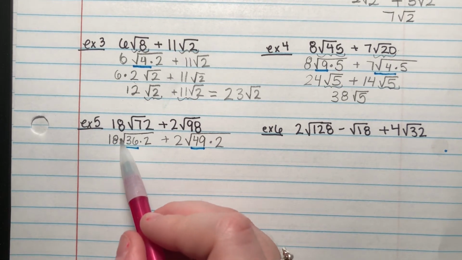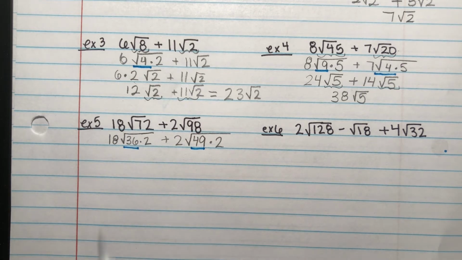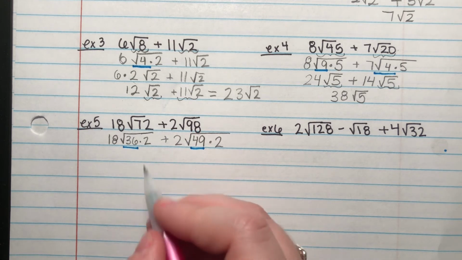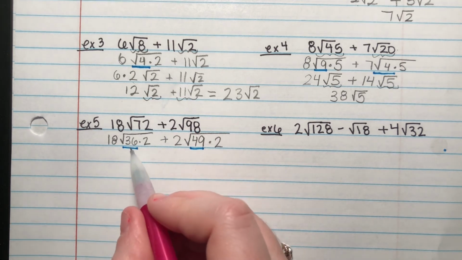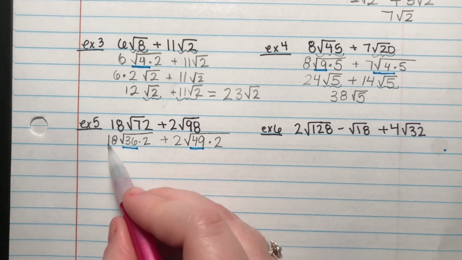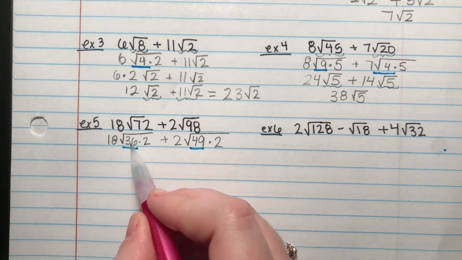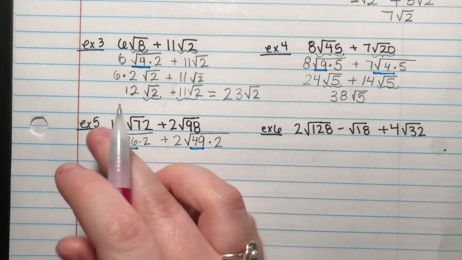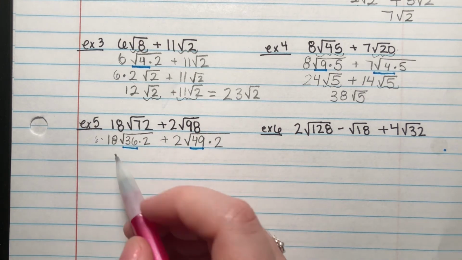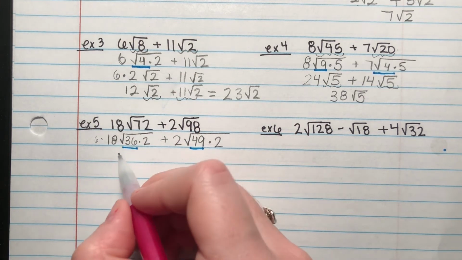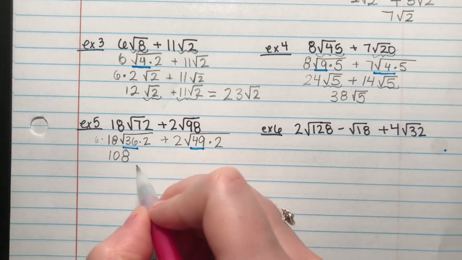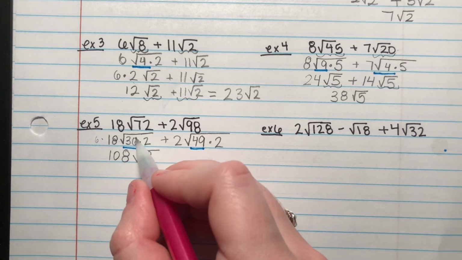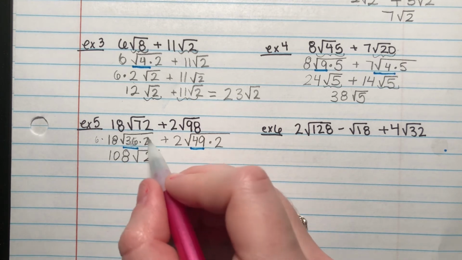So 18 times square root of 36 times 2. So remember, I'm pulling out the square root of 36 here, which is 6. So when I pull out a 6, I'm going to have 18 times whatever I pulled out. I can write it out here if I wanted to. So 18 times 6, it's going to give me 108 times the square root of 2, because I took the square root of 36 out, remember? So all I'm left with is 2 on the inside.